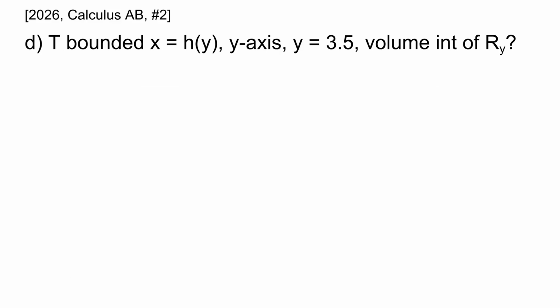In part D of this question, we have a solid T, which is bounded by the curve x equals h of y, which is just a re-expression of the rational function, the y-axis, the horizontal line y equals 3.5, and we are asked to find the volume integral when this region is rotated around the y-axis. And again, we do not need to calculate the value of this integral. We just need to write the integral.